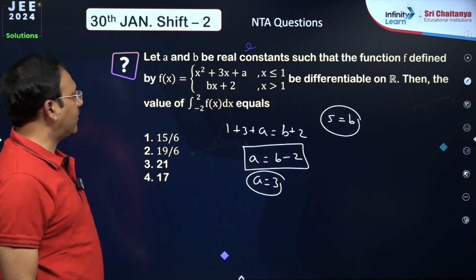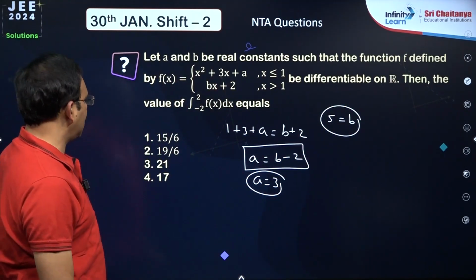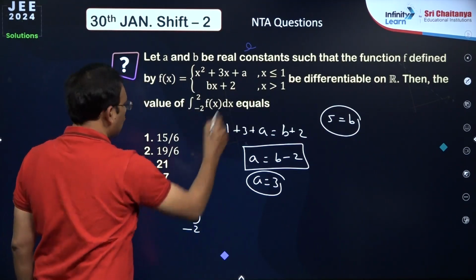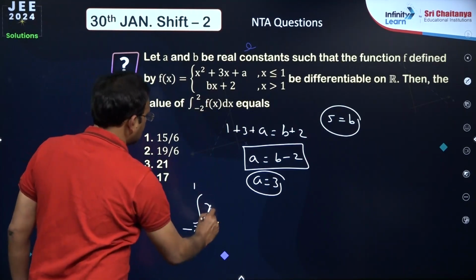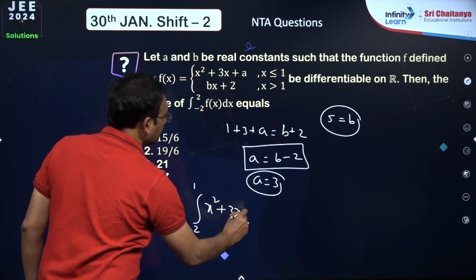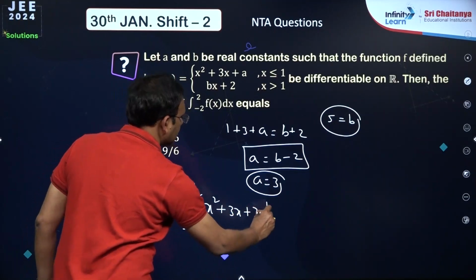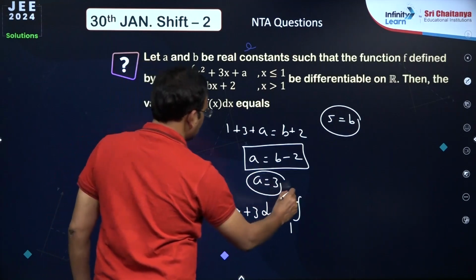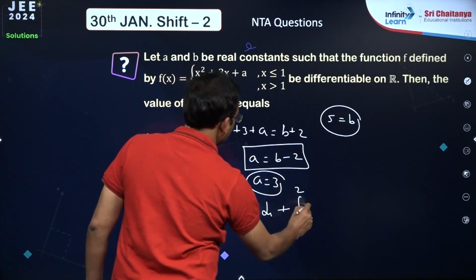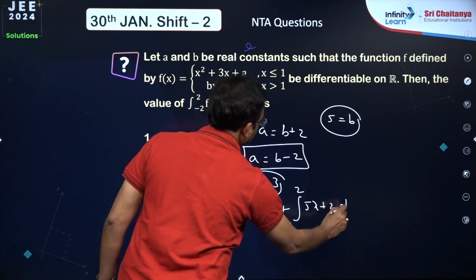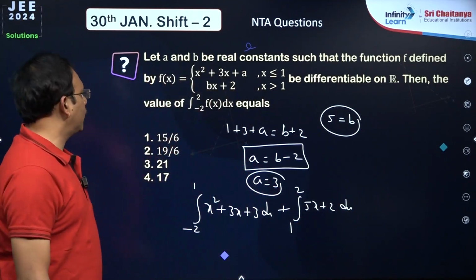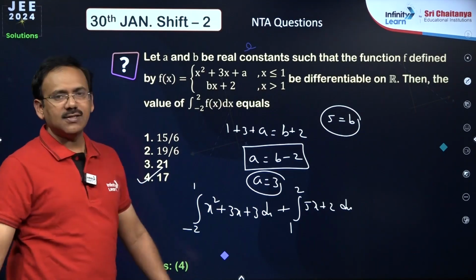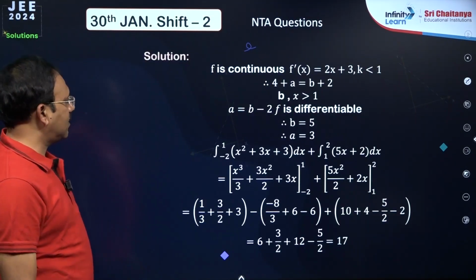Now then the value of the integral from minus 2 to 2 of f of x dx. Here, as the definitions are different, my dear friends, from minus 2 to 1 the first function is x square plus 3x plus a, which is 3, dx, plus the integral from 1 to 2, the second function, b value is 5, 5x plus 2 dx, which is a simple integral you can compute, and you are going to get the answer. Right, dear students, the fourth option, 17, is the answer. The same thing is done here, my dear friends.